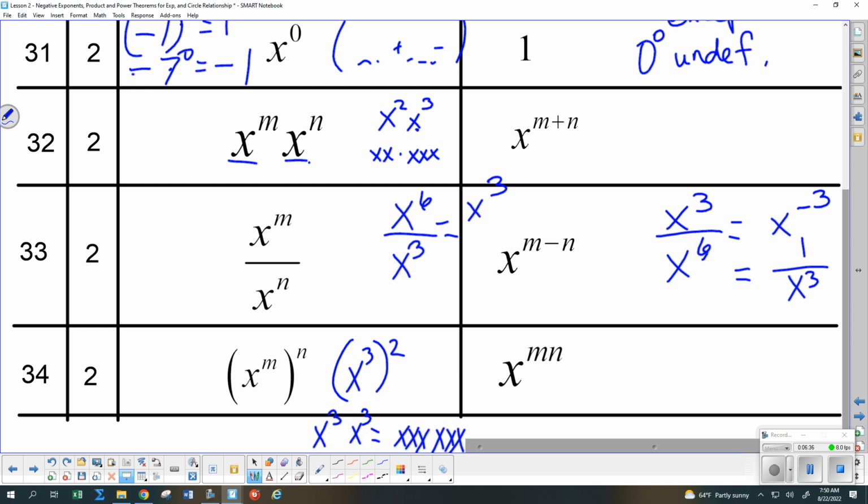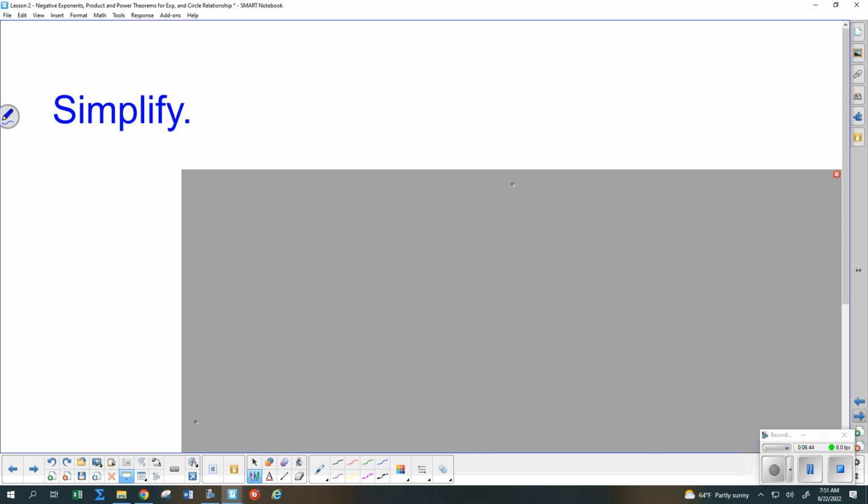Questions with the formulas? Does anybody need me to wait, or do we all have these written down? Keep this out if you need to look at it as we're doing the practice problems.